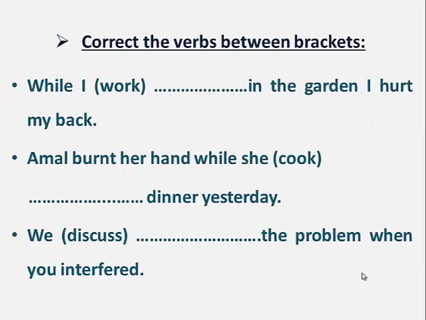Now correct the verbs between brackets. While I, the verb work, in the garden, I hurt my back. The answer is, while I was working in the garden, I hurt my back. Second sentence, Amal burnt her hand while she cooked dinner yesterday. The answer is, Amal burnt her hand while she was cooking dinner yesterday.